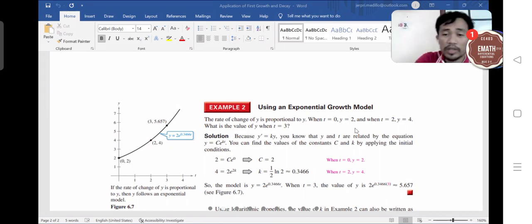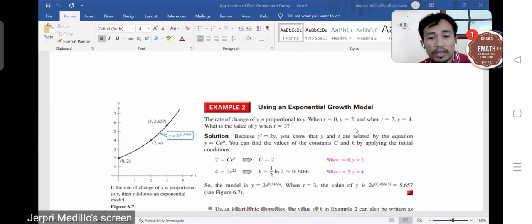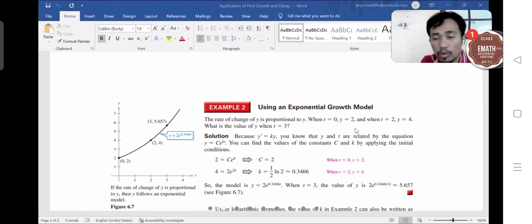If our time is 0, at the start, our y is 2. And when time is equal to 2, our y becomes 4. What is the value of y when the time is 3? That is just in between. So when time is 0, the value of y is 2, and when time is 2, the value is 4. What is the value of y when the time is 3?